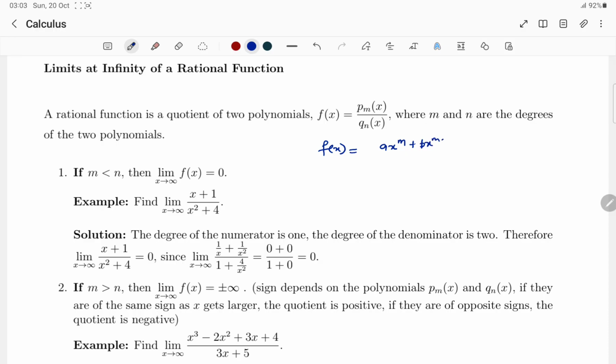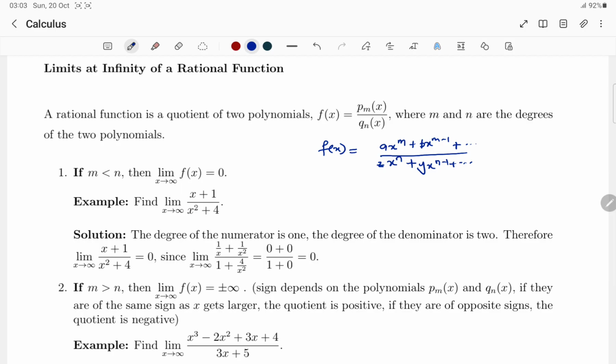and then our q of x is, okay, we should have used a1, but that's fine. Let's just put z x to the n plus y x to the n minus 1 plus dot dot dot. It's just a demonstration of how it should look.